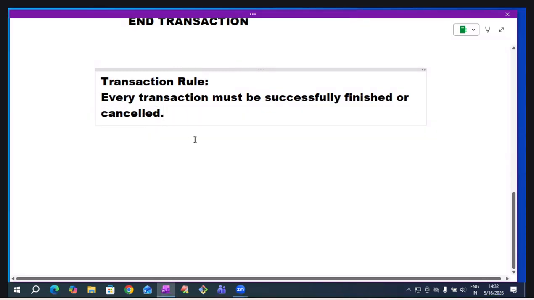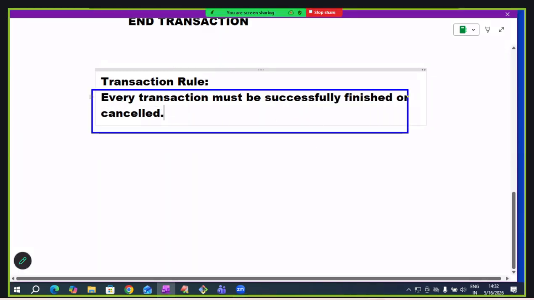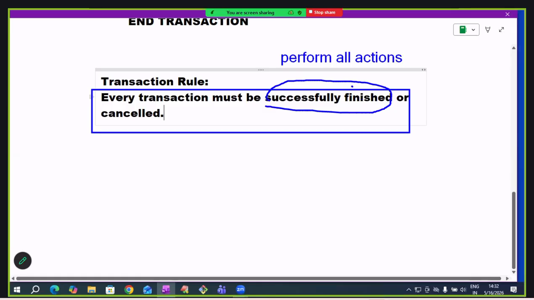It should not be stopped in the middle. A transaction must be successfully finished, meaning perform all actions. Or if the transaction is unsuccessful, cancel all actions. But don't stop in the middle. This is the rule. Otherwise, we get inconsistent data in the database. Every transaction must be successfully finished or cancelled.